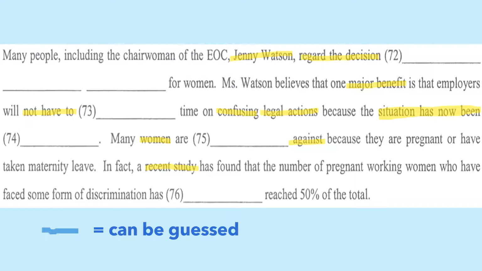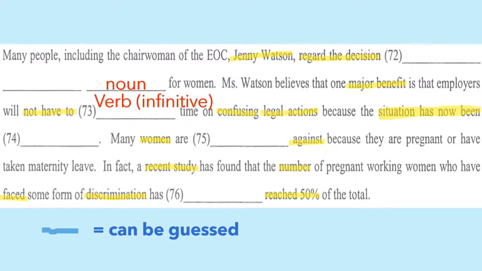In fact, a recent study has found that the number of pregnant women, working women who have faced some form of discrimination has something reached. So we need a word like always, all, nearly, and so on. All right, put the tips down regarding the decision noun.